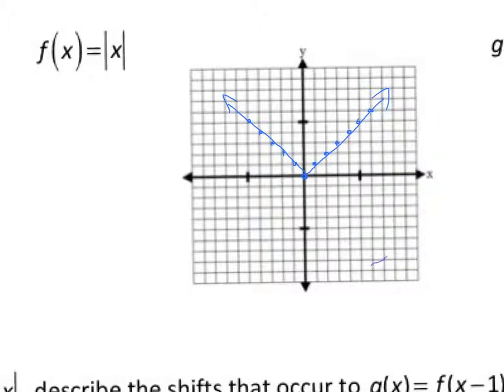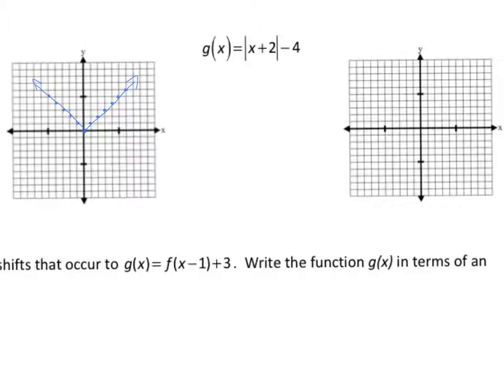And now when we transform this, we shift it, the +2 is going to be 2 units to the left, and the -4 is going to be down 4. So I take the vertex that started at the origin, and I go left 2 and down 4. Then I follow the same shape of the graph, the slope of 1 going this way, and the slope of -1 going this way.